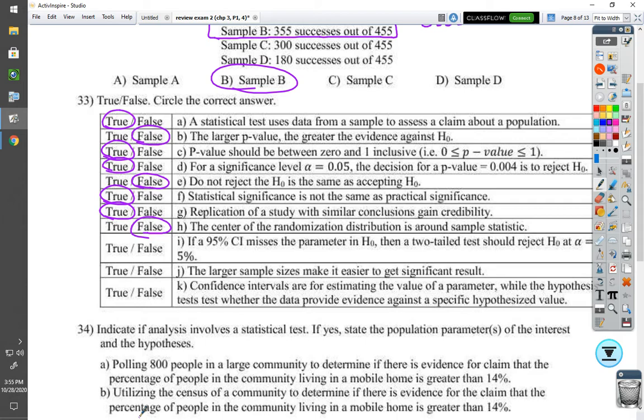If a 95% CI misses the parameter in H sub 0, then a two-tailed test should reject H sub 0 at an alpha level of 5%. Absolutely, positively true. A larger sample size makes it easier to get significant results. Absolutely true. And confidence intervals are for estimating the value of a parameter, while a hypothesis test tests whether the data provides evidence. Very good words there. Evidence for H sub 0, and a confidence interval is just looking for estimations.